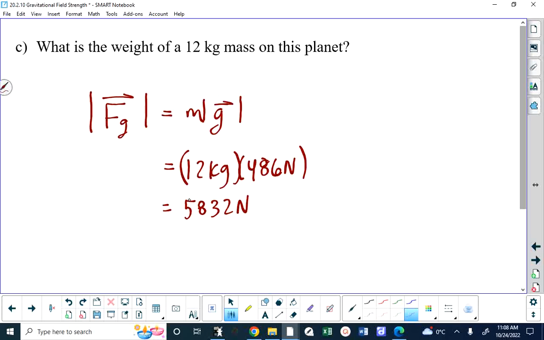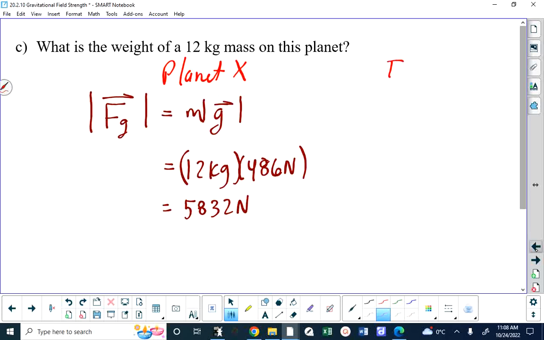This is a difficult thing for us to wrap our heads around because we don't think in terms of newtons, do we? I mean, if I told you something weighed 5,832 newtons, you have no idea what we're talking about here, right? So let's compare it. This is on planet X. I don't know what the planet is. It just said some planet, right?